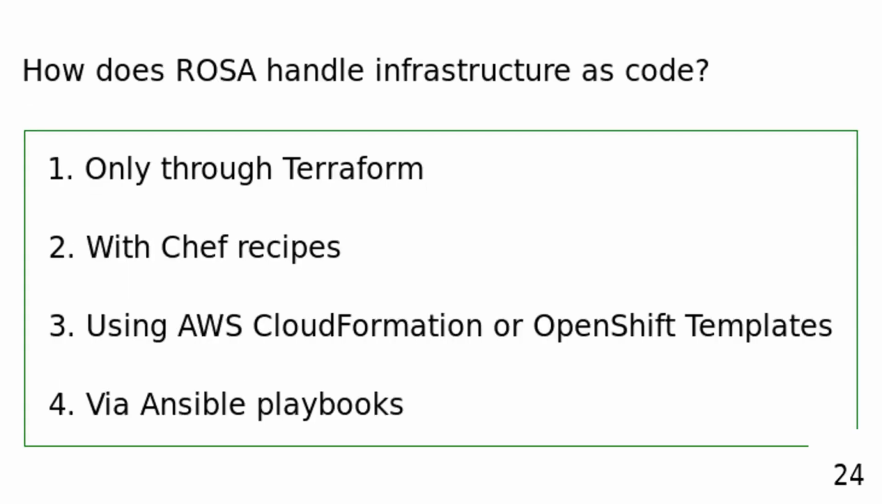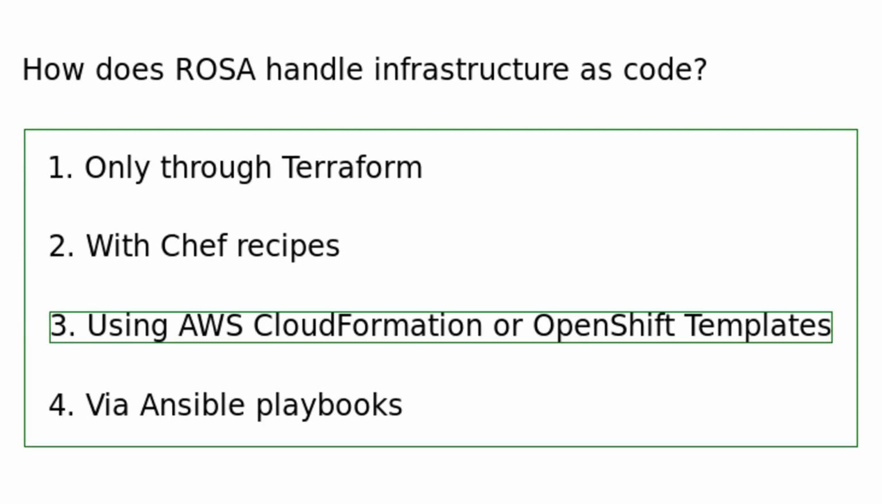How does ROSA handle infrastructure as code? Only through Terraform. With Chef recipes. Using AWS CloudFormation or OpenShift templates. Via Ansible playbooks. ROSA supports infrastructure as code using AWS CloudFormation or OpenShift templates.